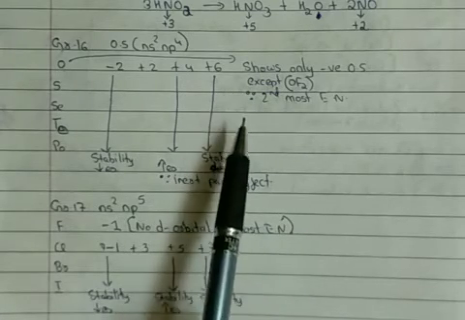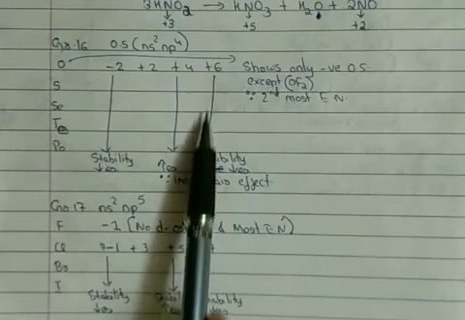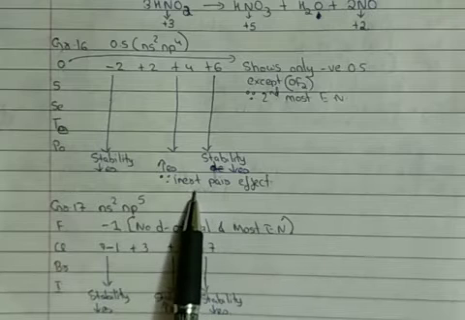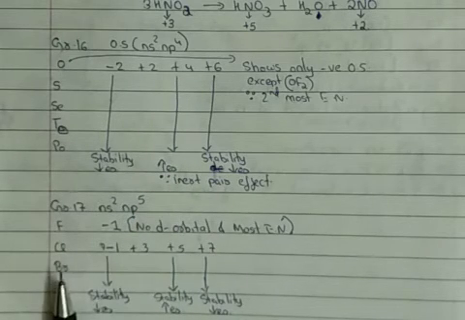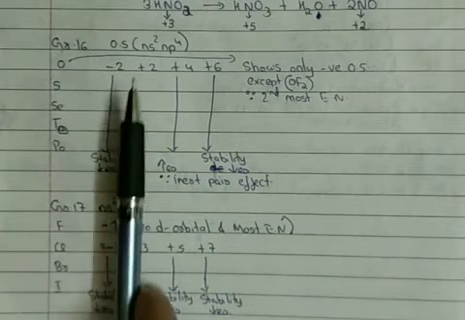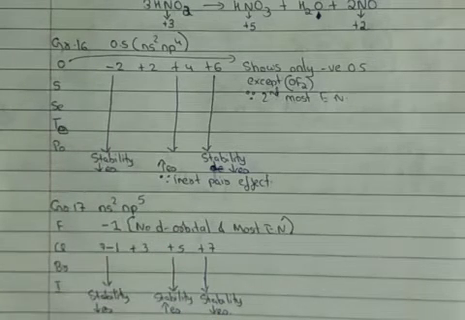Okay, then the next thing, as I have already discussed, is that down the group the stability of +6 will go on decreasing and the stability of +4 will go on increasing. So that is what we have to discuss about oxidation states of group 16 elements.